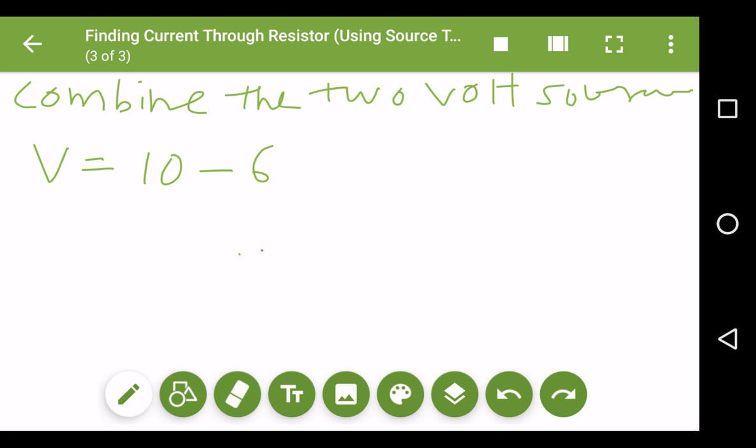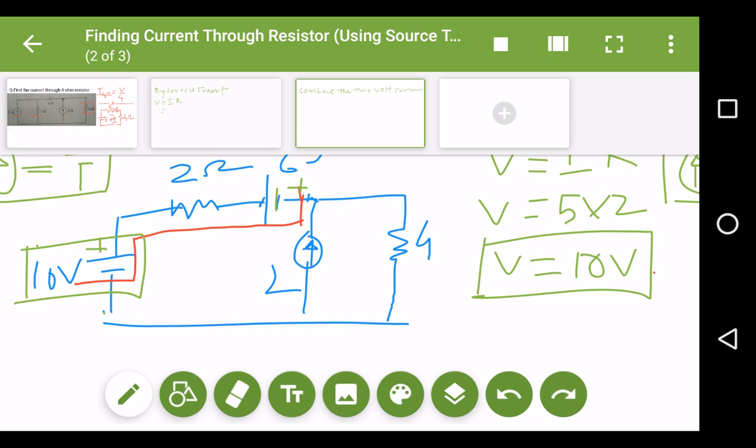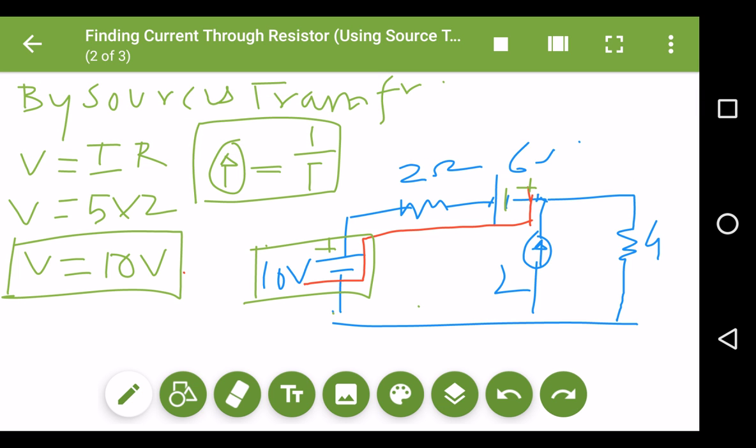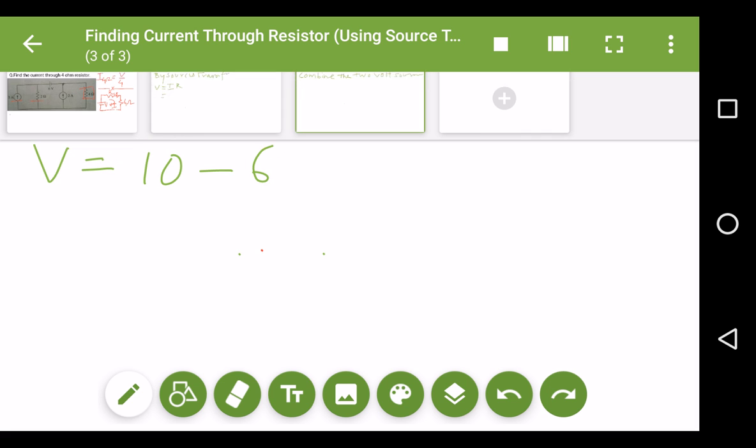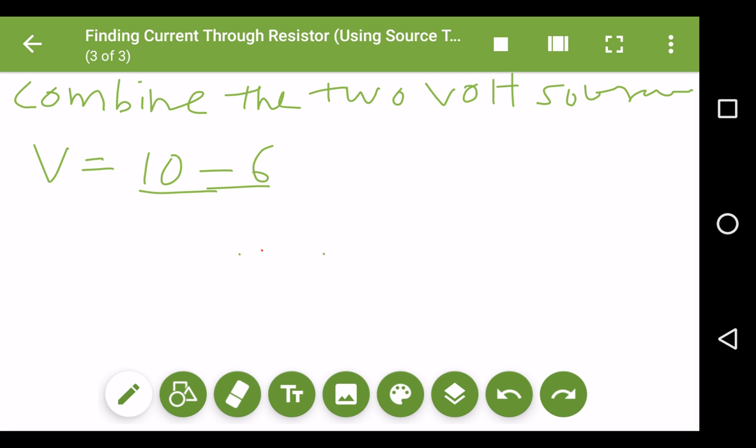Why? Just because you start your journey from this positive one direction, and we know that when we go from the negative terminal of a battery to the positive terminal of a battery, the voltage increases, and when we go from the positive terminal of a battery to the negative terminal of a battery, the voltage decreases. So when we go through the 10 volt, the voltage actually increases, while going through the 6 volt, the voltage actually decreases. Hence we have put the minus 6 and plus 10. So the combined voltage comes out to be 4 volt.